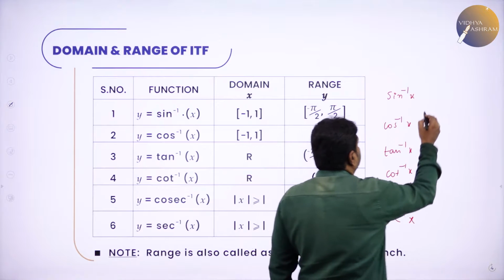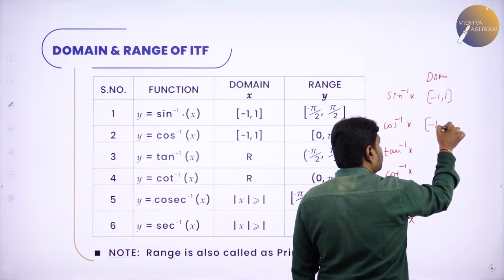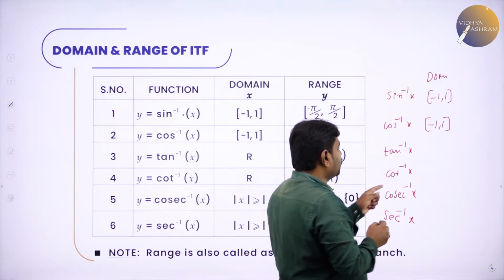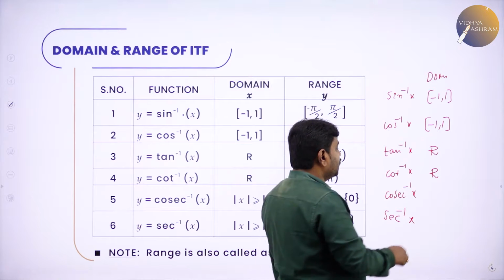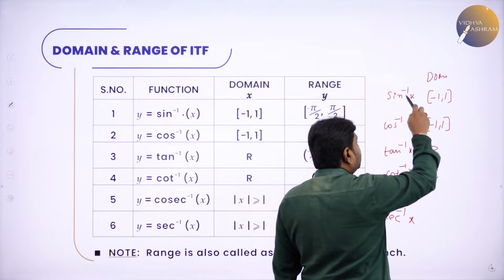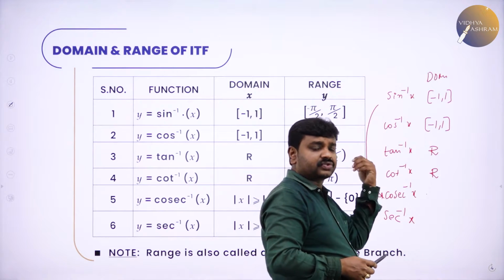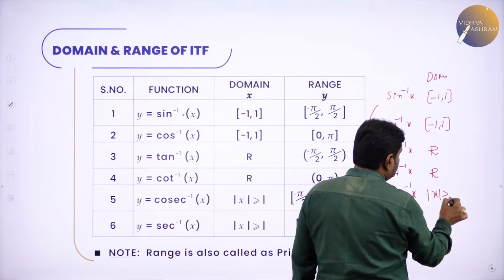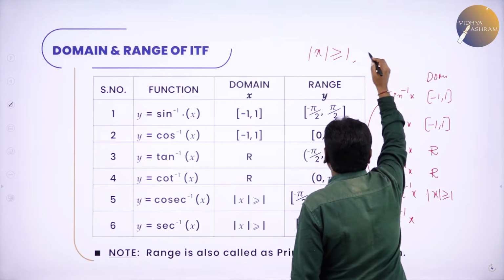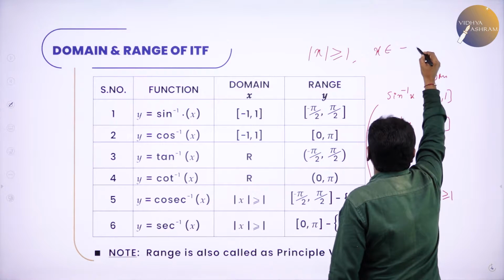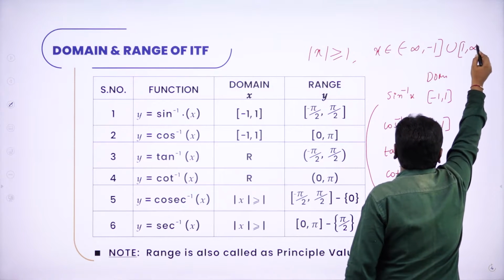See, domain means values of x. So domain values of x -1 to 1. Sin inverse x and cos inverse x will have same domain, closed interval -1 to 1. But cot inverse x, tan inverse x will have same domain, all real numbers. And cosecant inverse x and secant inverse x will have a domain other than that of sin inverse x. You know, cosecant is the reciprocal of what? Sin. So here it lies away from 1 and away from -1, that is mod x greater than or equal to 1, or we can also say x belongs to minus infinity to -1 closed interval, or closed interval 1 to infinity.